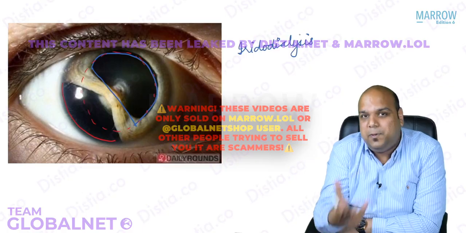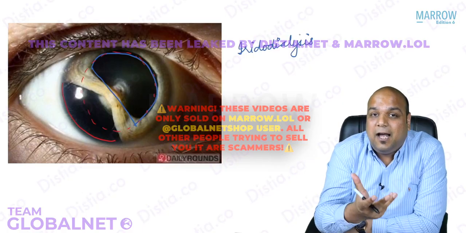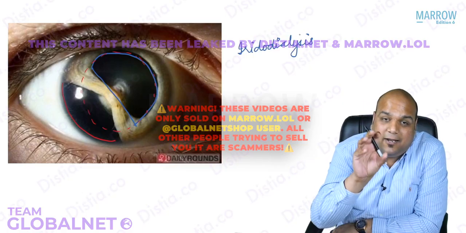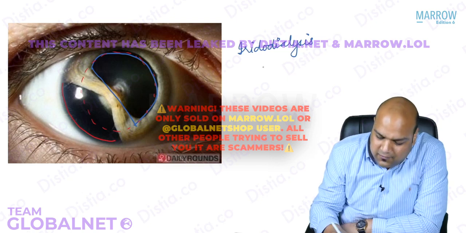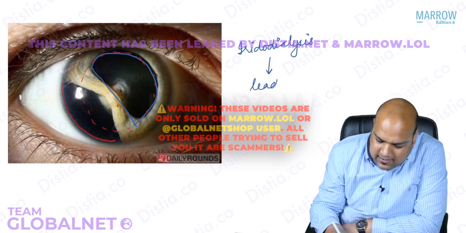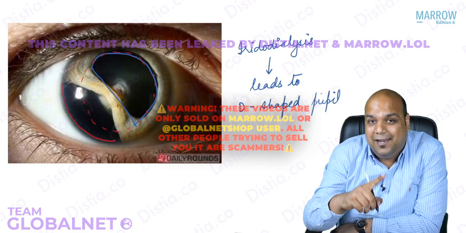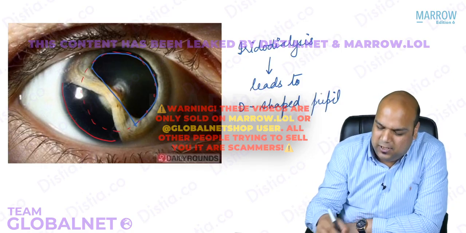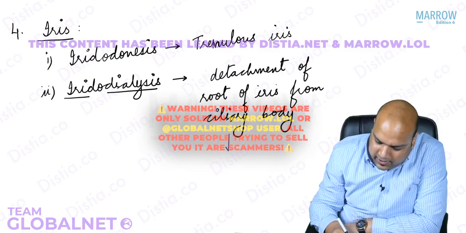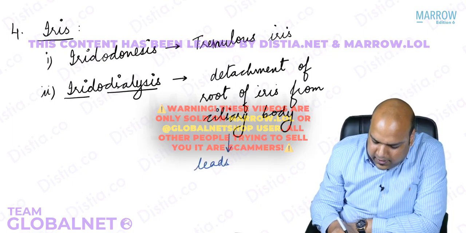And that is why the pupil has also lost its circularity. At last, the pupil is an aperture in the center of the iris tissue. Yes or no? So we say iridodialysis leads to D-shaped pupil. Am I clear to everybody? Iridodialysis leads to D-shaped pupil. That is the point I want to bring home.